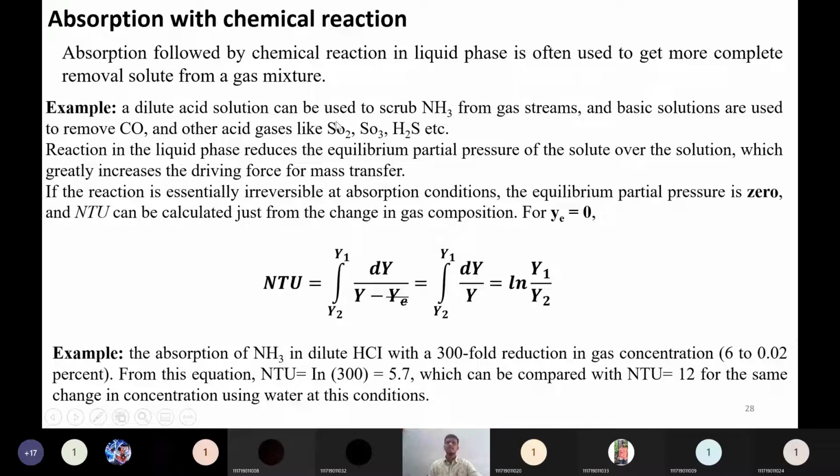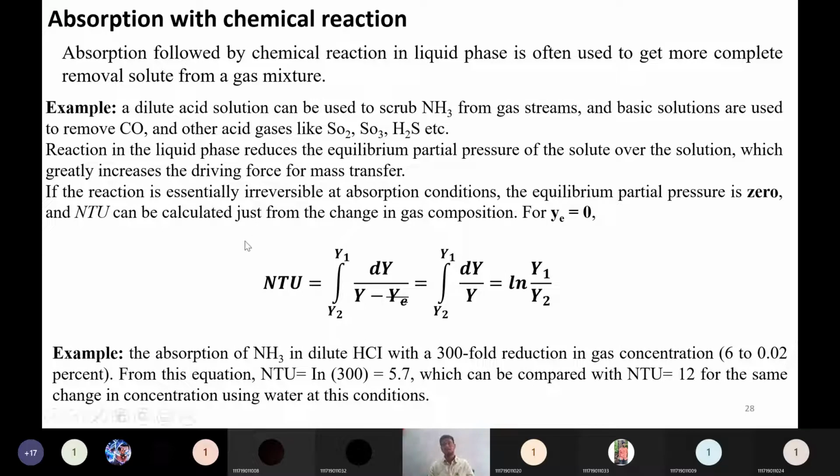Then the reaction in the liquid phase reduces the equilibrium partial pressure of the solute over the solution, which greatly increases the driving force for mass transfer. If the driving force for mass transfer increases, it is proportional to the flux, so the flux will increase. Obviously, the mass transfer will take place at very high rates.